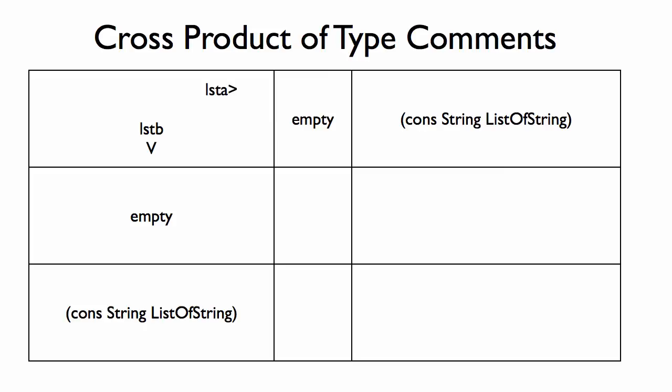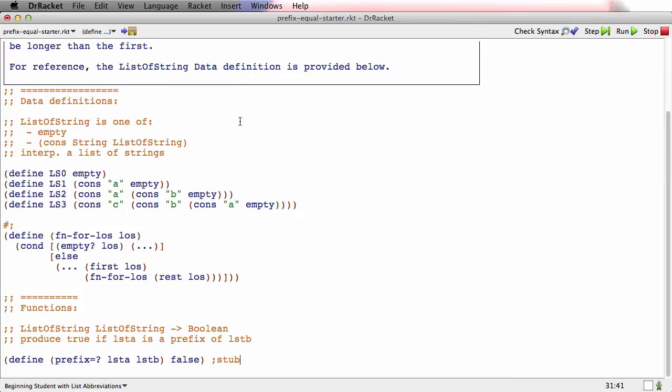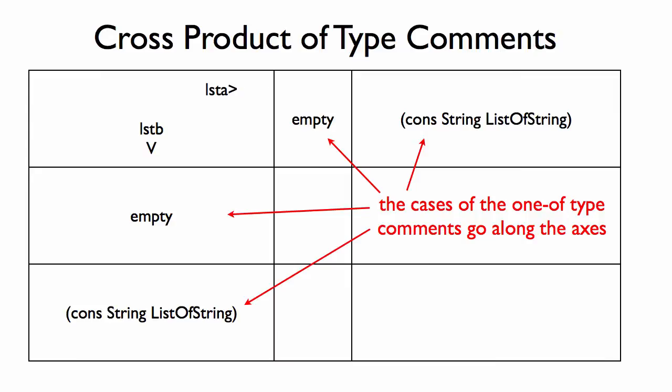And the key thing about this table is that what I've put on the edges, what I've put across the top here to label the columns, and along the side here to label the rows, is the cases of the one-of type comments. So jumping back to the type comment briefly, even though I know you have it memorized by now, list of string is one of either empty or cons string list of string. So I just took those two cases and popped them into the table here, empty or cons string list of string. And since argument A is a list of string and argument B is a list of string, we get the same thing here as we get across the top.